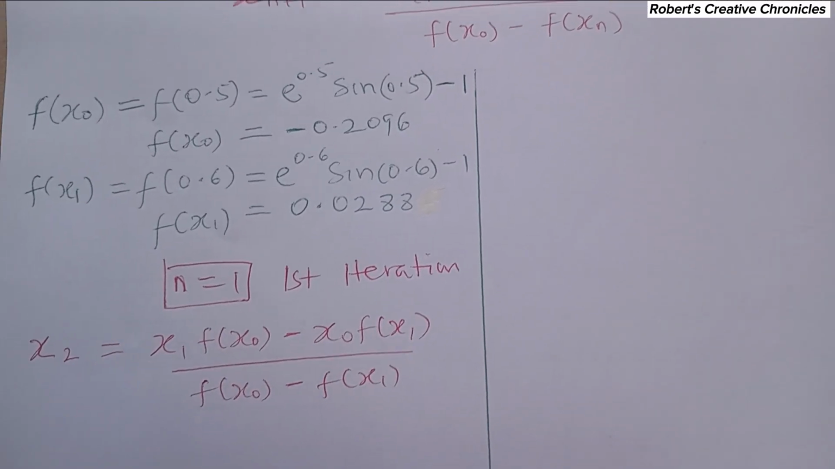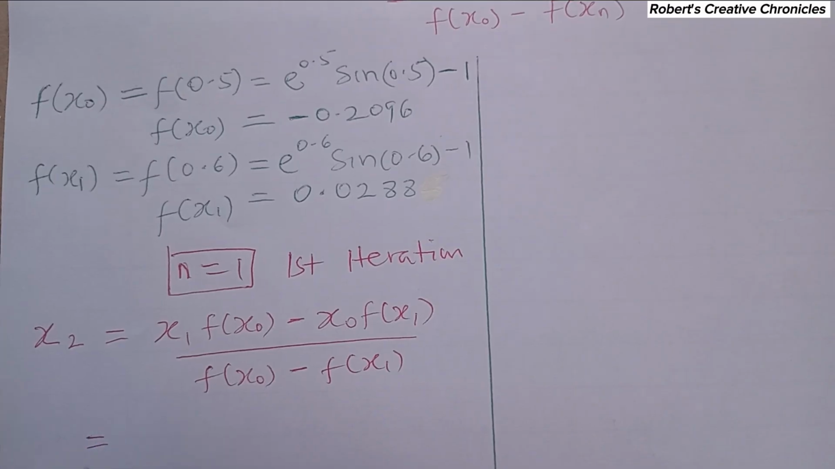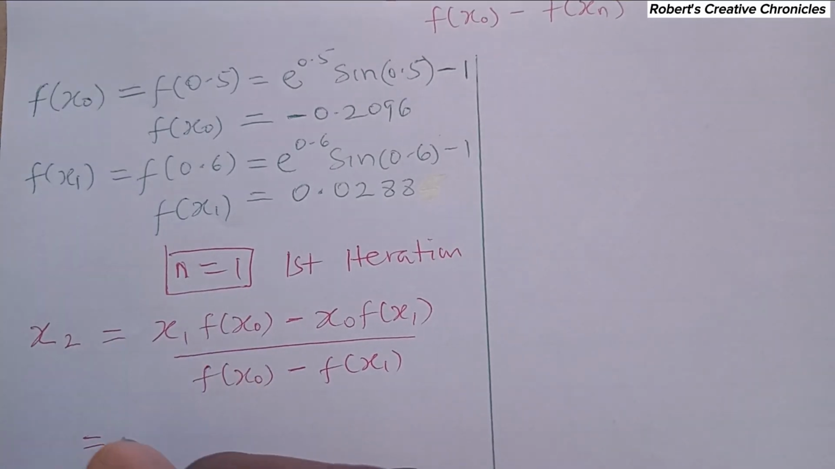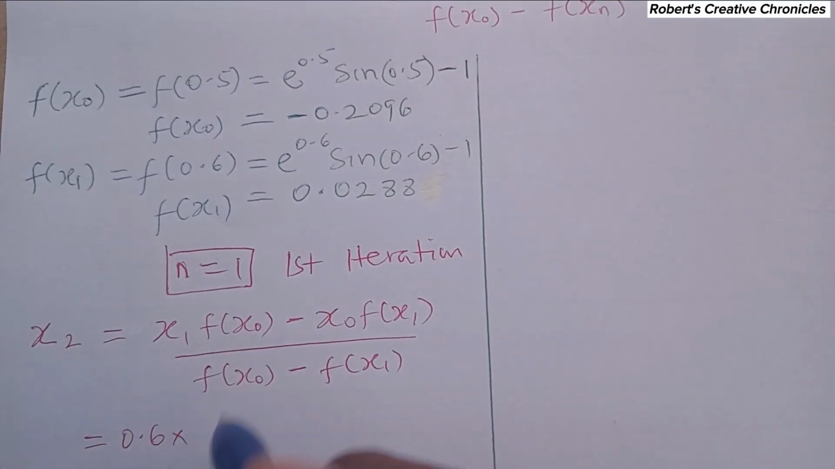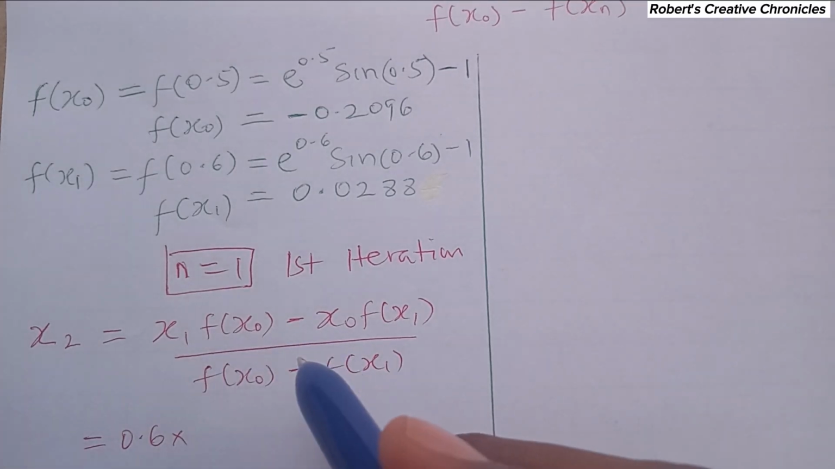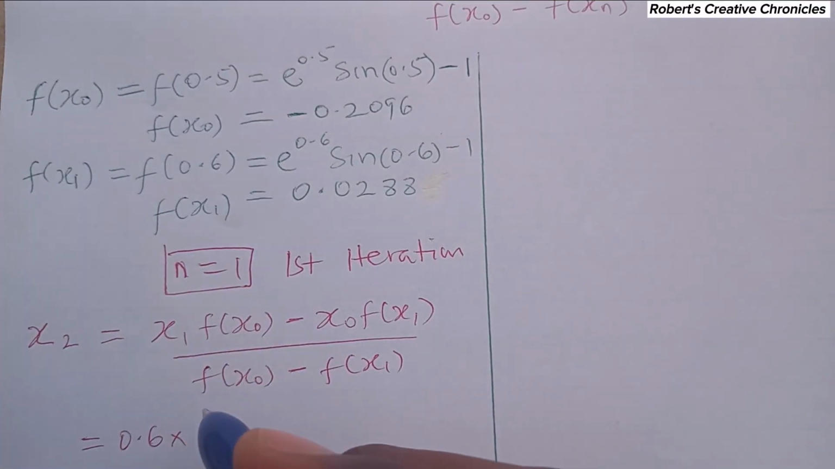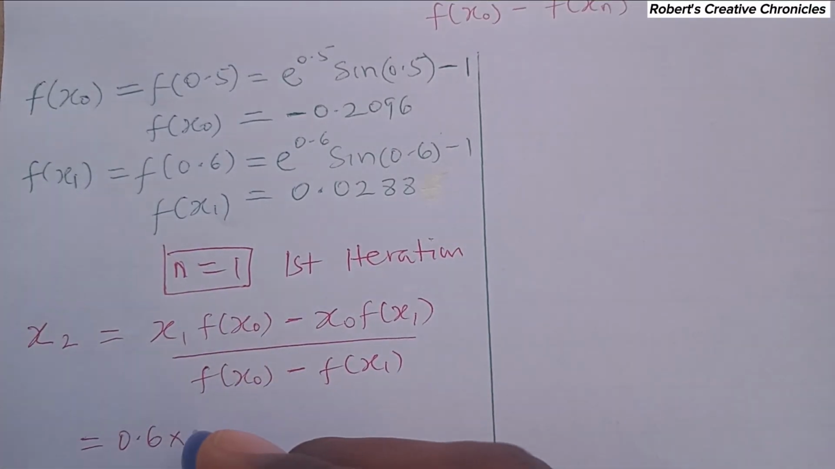So we'll now substitute. x1 is 0.6, times f(x0), negative 0.2096.